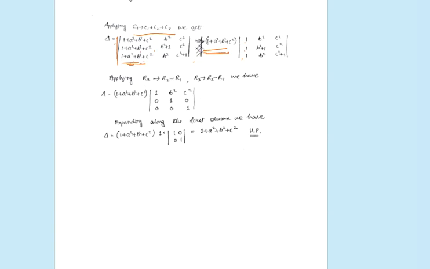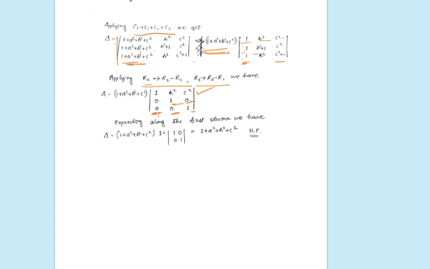Again we will apply the row transformation. Row 2 is row 2 minus row 1, row 3 is row 3 minus row 1. So row 1 will remain the same. So 1 minus 1 is 0, b square plus 1 minus b square is 1, then c square minus c square is 0. And 1 minus 1 here it is 0, b square minus b square is 0, and c square plus 1 minus c square is 1.